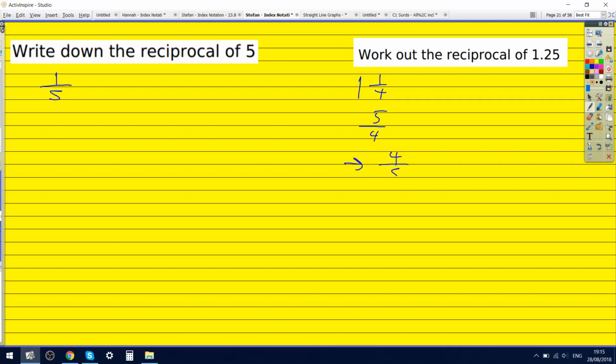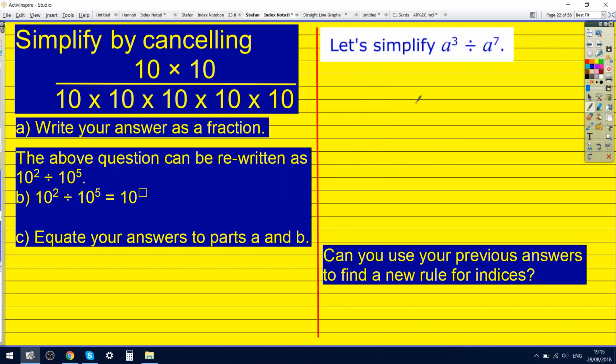That's it. Okay, skip all this. What would you get if you simplified this one over here? A to the 7. No, we'll better do the 10 one. So simplify this by cancelling down. What fraction would you get? That's it. So that will get you 1 over 1,000.